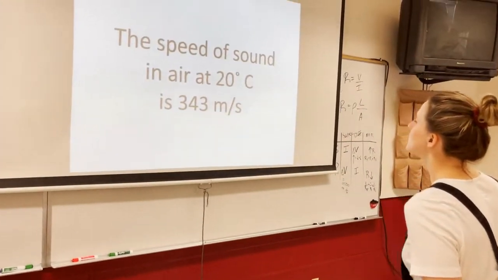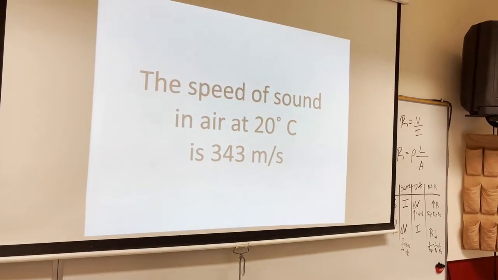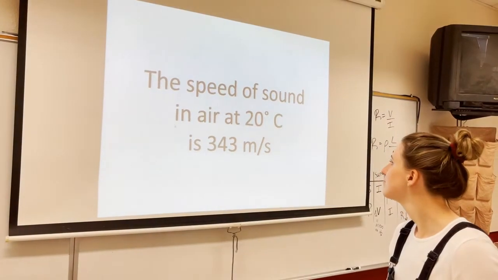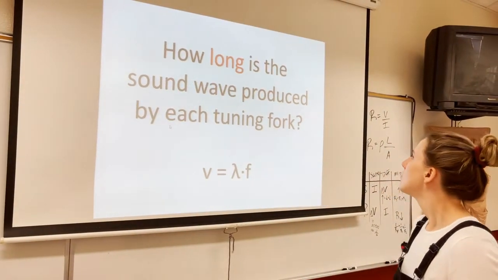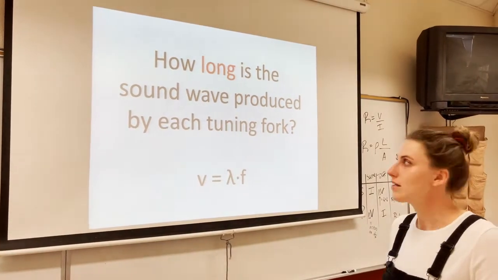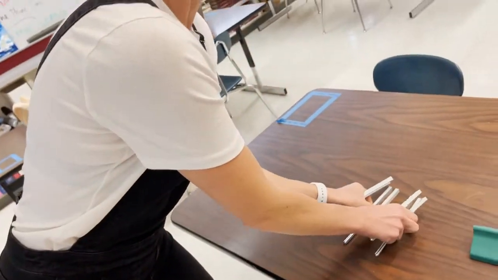Okay. The speed of sound in air at 20 degrees Celsius is 343 meters per second. We know this. You can think of that as a constant. So how long is the sound wave, the wavelength, produced by each tuning fork? Let's bring these over here so we can go up on our board.